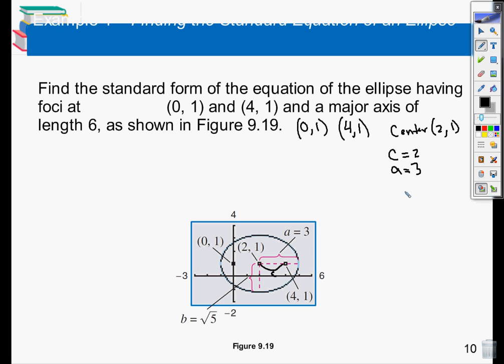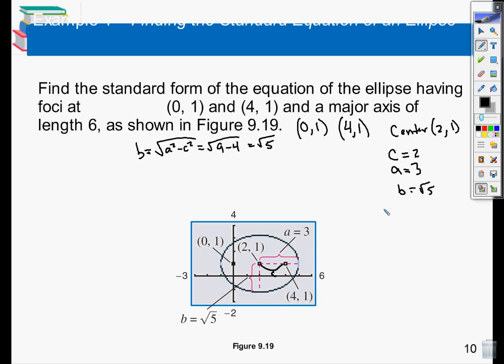And then what else do I need for the equation? I need B. Okay, so this is where that relationship is going to come into play. I know that I can get B simply by saying the square root of A squared minus C squared. So in this case, that means the square root of 9 minus 4, which means the square root of 5. So my B value is going to be the square root of 5.